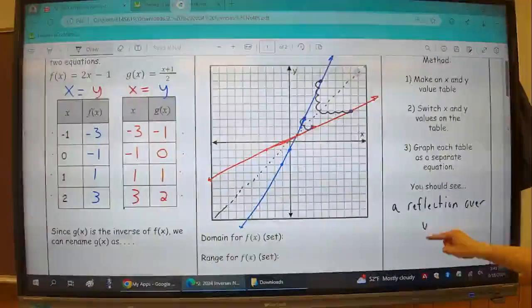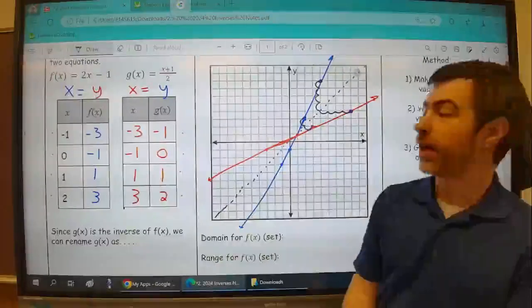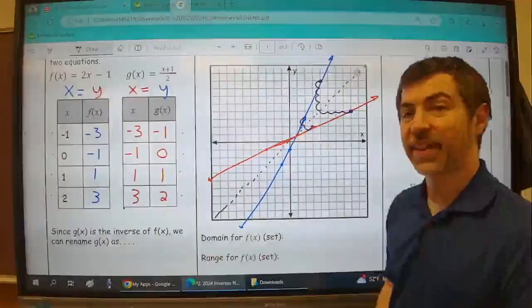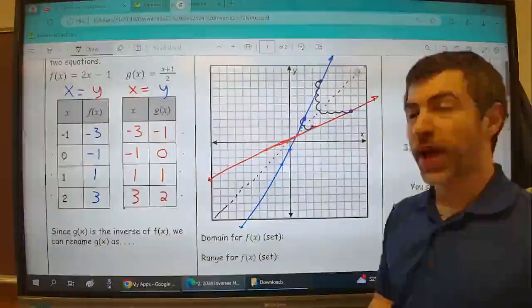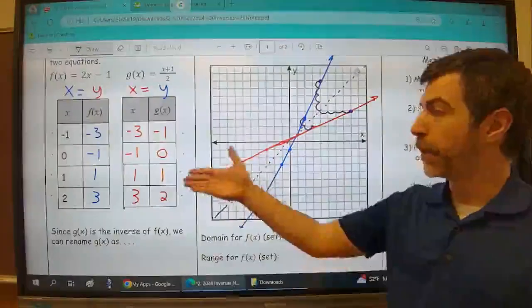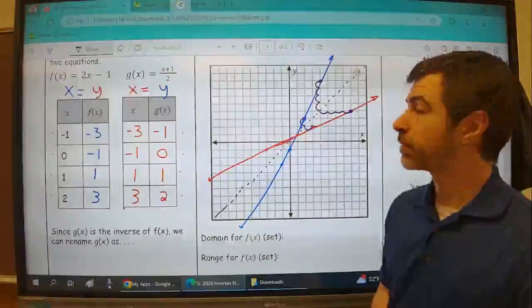Over y equals x. We can see it on a table. We can see it on a graph. So if you want to find inverses, your goal is to make a table and make a graph and see that. Now we can also do it algebraically, but for the first practice, let's just work on building some tables and building some graphs, basic stuff.